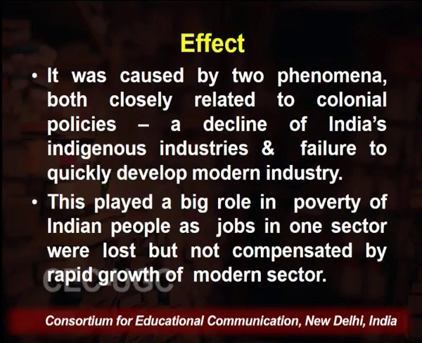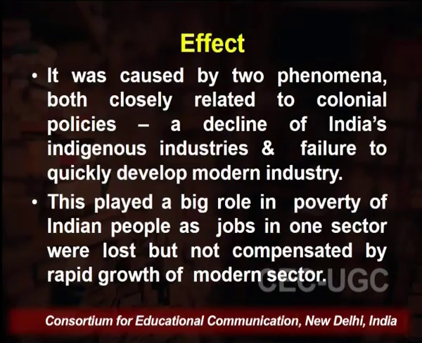But when Indians talked about the exploitative character of the colonial regime, and how the functioning of the colonial government was oriented towards serving the interests of the British rather than India, and they also gave data with regard to that, then we find that these concerns were being highlighted. And we find that Indian industry was underdeveloped at that point of time, and the nationalists were of the firm opinion that India was going through a process of industrial underdevelopment under the colonial rule, and it was caused by two phenomena, both closely related to the colonial policies: a decline of India's indigenous industries and a failure to quickly develop the modern industry.